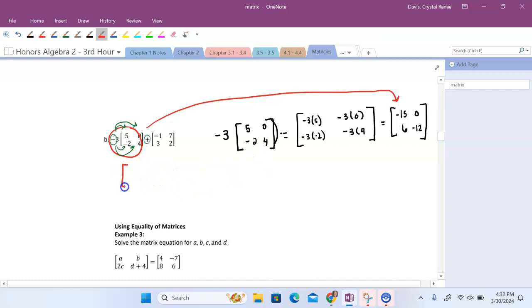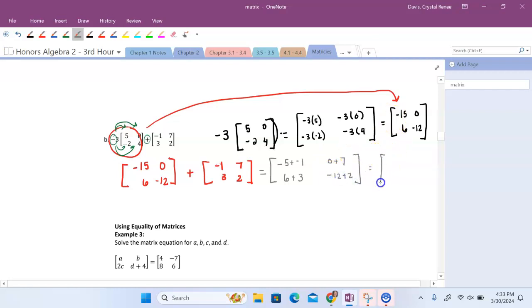Okay, so now I'm going to add them. I'm going to take this new matrix with the scalar in it, so -15, 6, 0, -12, and add it to my -1, 7, 3, and 2. Once again, I'm just going to add each element in corresponding positions. So this is -15 plus a -1. This is a 6 plus 3. This is a 0 plus 7. And a -12 plus 2.